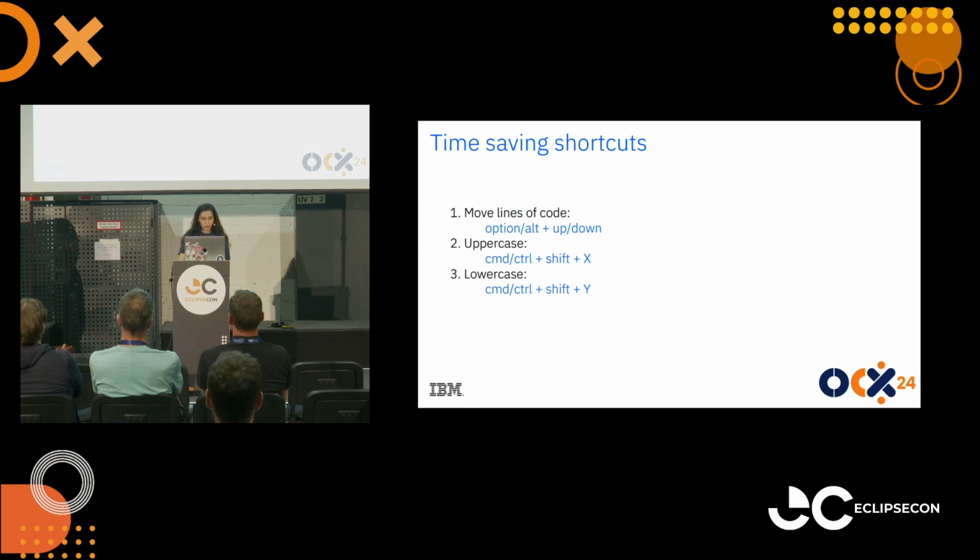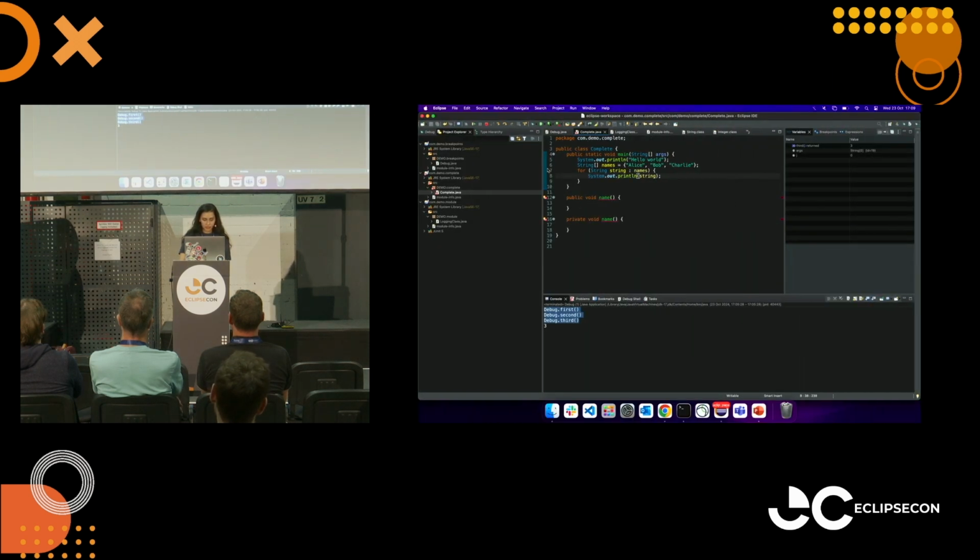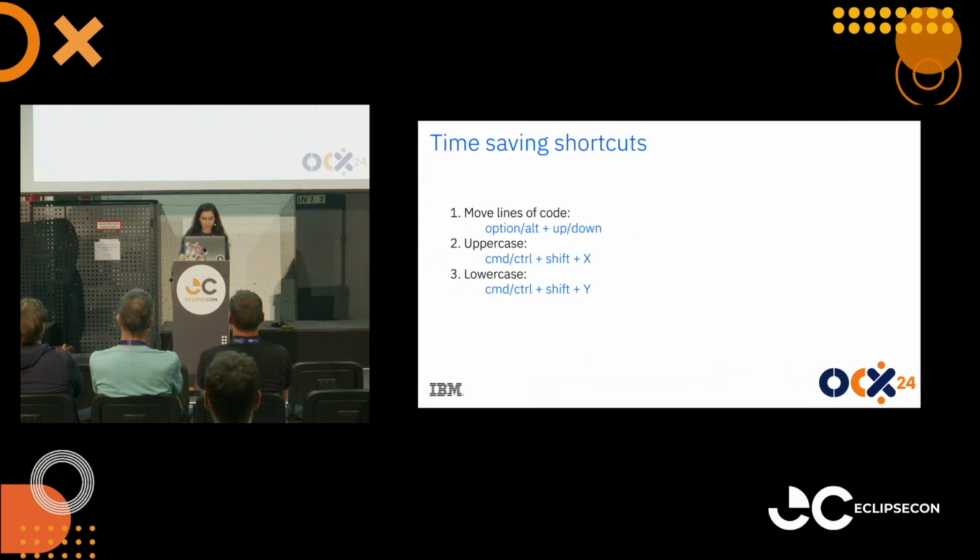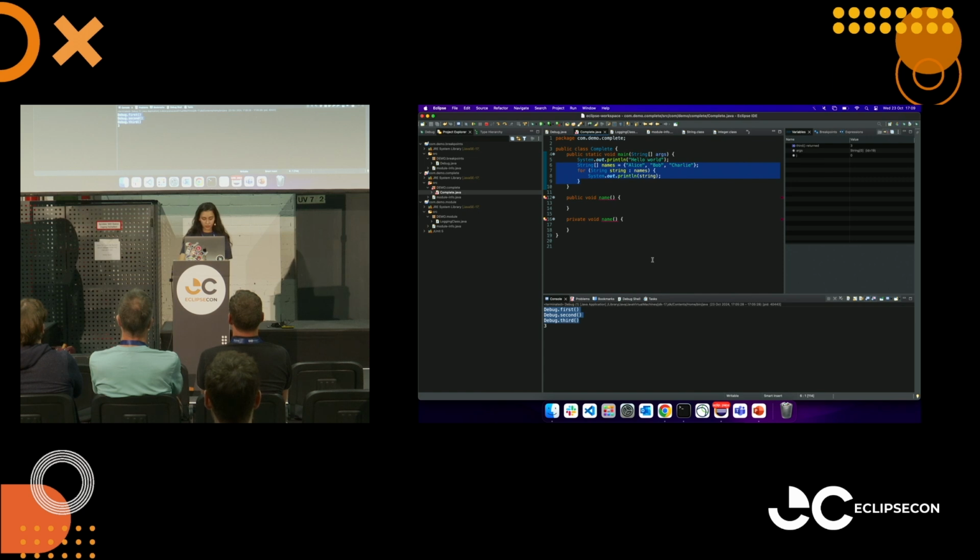So I don't know about you, but what I often do is things like this and then realize this should be in its own method. An easy way of moving that up and down is Option and then down. And it just does the indentation for you automatically as well. So if I want to put that in its own method and just save it, it's just done.